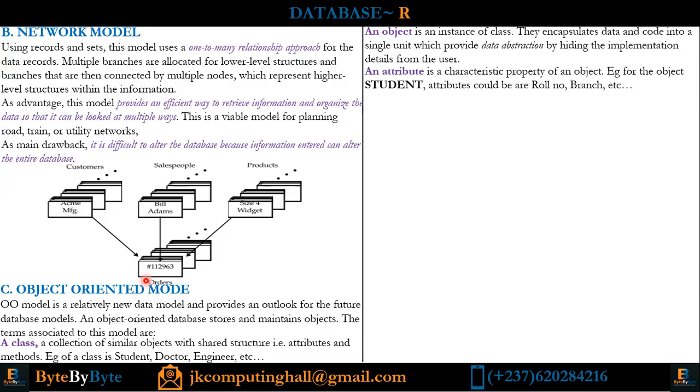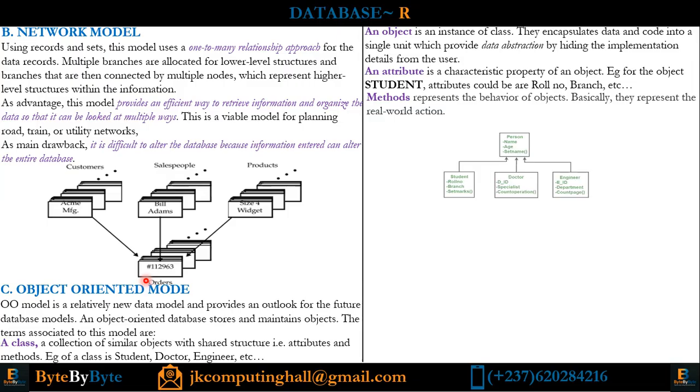We also have an attribute, which is a characteristic property of an object. As example, if you have an object student, attributes could be whole number, it could be branch, it could be series, etc. And finally, we have methods which represent the behavior of object. Basically, methods represent the real world action. That is, if I have an object, for example, student, what are the different actions a student can do? A student can write an exam, a student can be present, and so on and so forth.